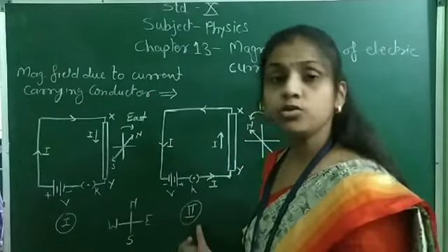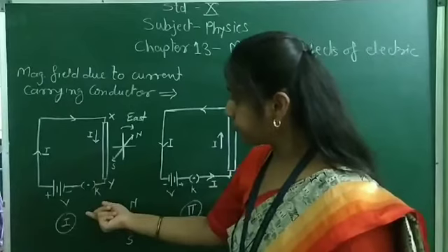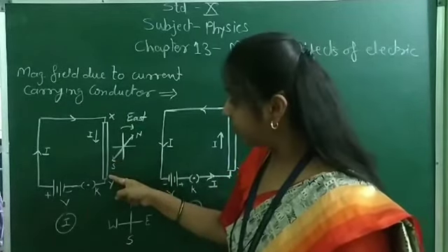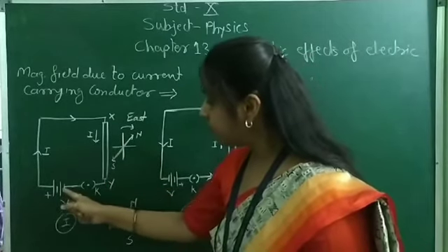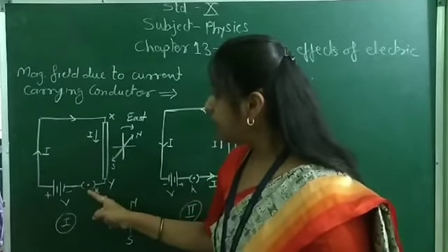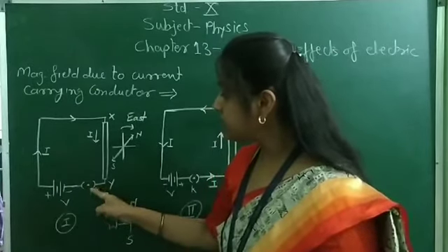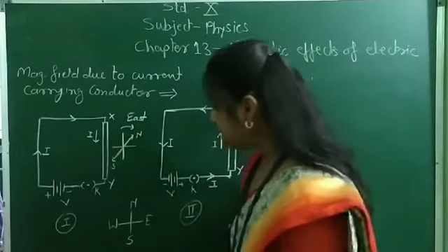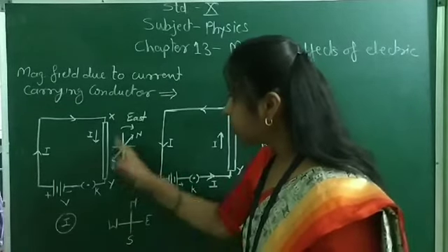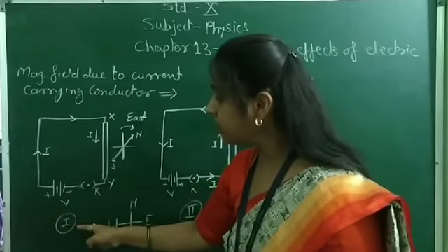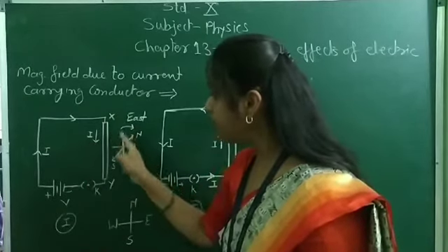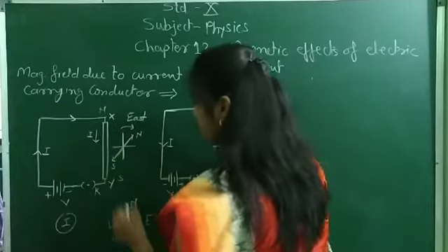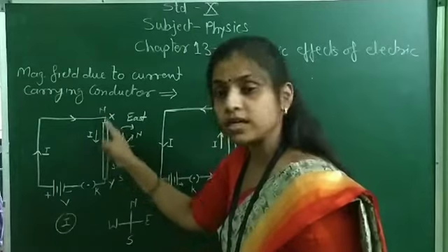Now, here there are two diagrams. In the first diagram, we can see that XY is a copper wire or any metallic wire, and this metallic wire is connected to a battery and a plug key. Whenever the electric current flows through the circuit, here also this is the direction: north, south, east and west. So in diagram 1, how does the current flow? The current flows from X to Y. X to Y means it flows from north to south. So north to south is the direction of the current in the first diagram.